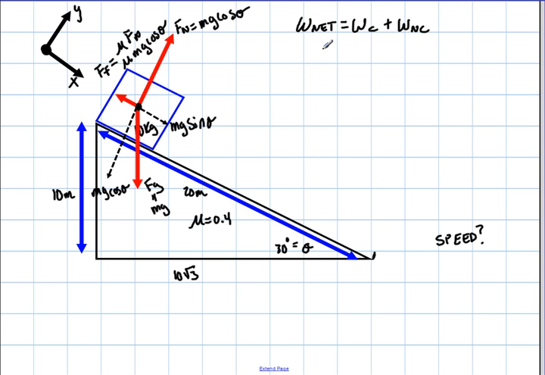Okay, so let's go back to our equation here. I'm going to say the net work is the change of the kinetic, and the conservative is the negative change of potential, plus the work not conservative.